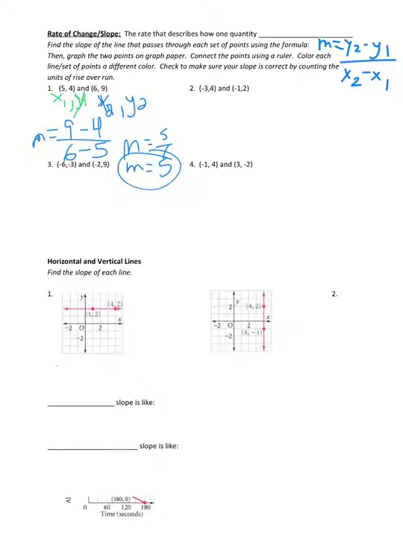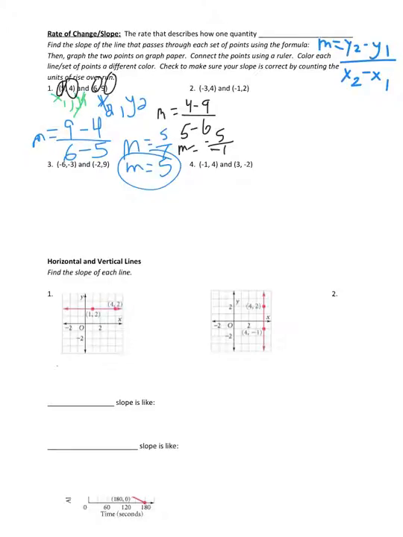Now, sometimes people ask, well, does it matter? Could I have gone in the other order? Sure, you could have gone 4 minus 9. So let's set that up. m equals 4 minus 9 over 5 minus 6. And in this situation, you would have gotten negative 5 over negative 1. But we know that's still positive 5. So as long as you're going in a consistent order, that's fine.